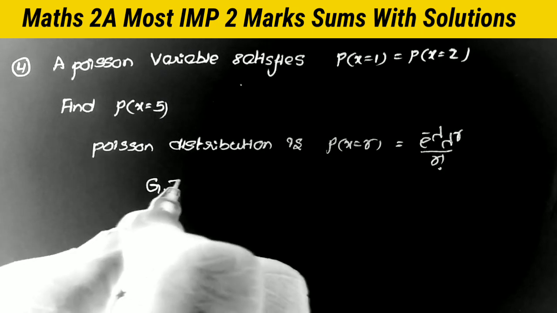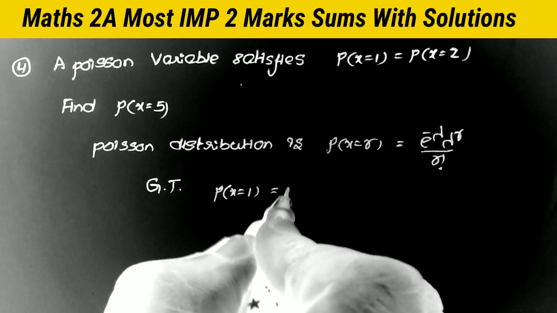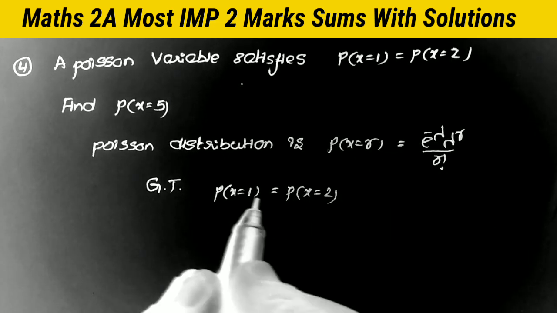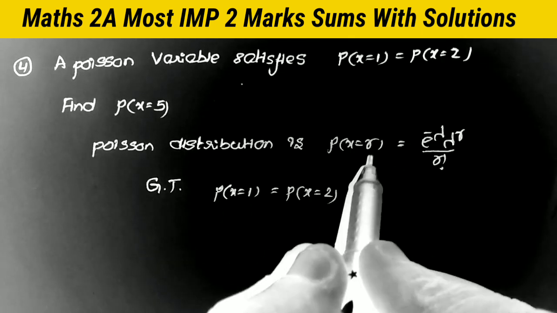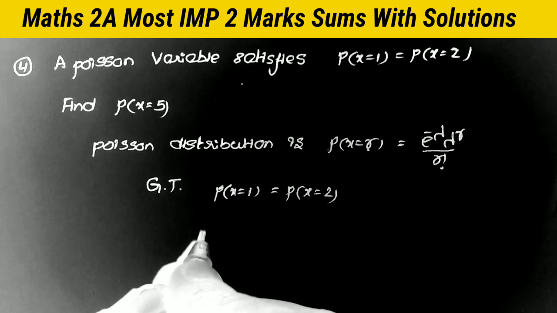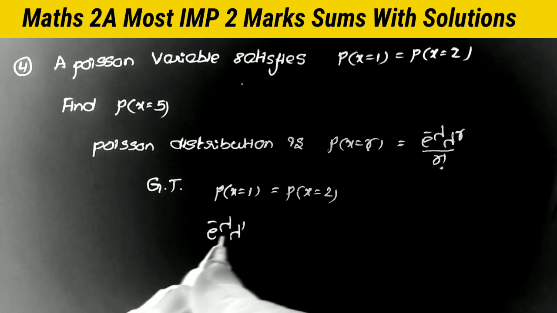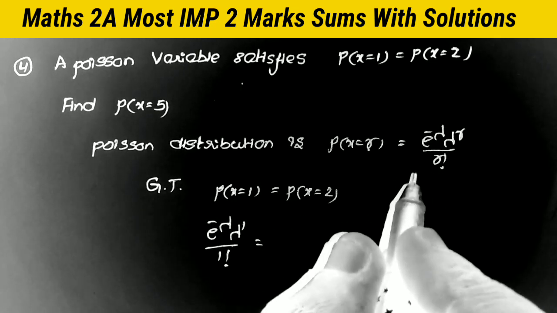Now what is given here? One condition is given. P of X is equal to 1 is equal to P of X is equal to 2. Now replacing r: what is P of X is equal to 1? Taking r is equal to 1 in this formula, that is e power minus lambda, lambda power 1 by 1 factorial.